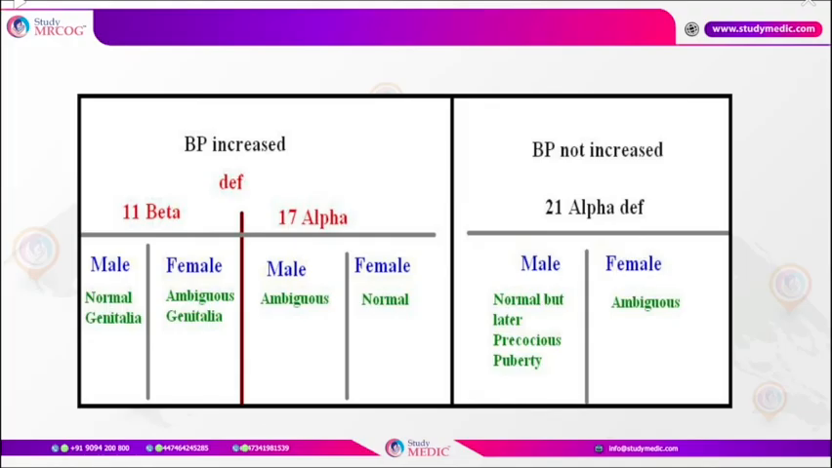In 17 alpha hydroxylase deficiency, there is no increase in androgen level, so the male will be ambiguous because male genitalia development requires androgen. But in female, there will be no ambiguity and the female will be perfectly normal.